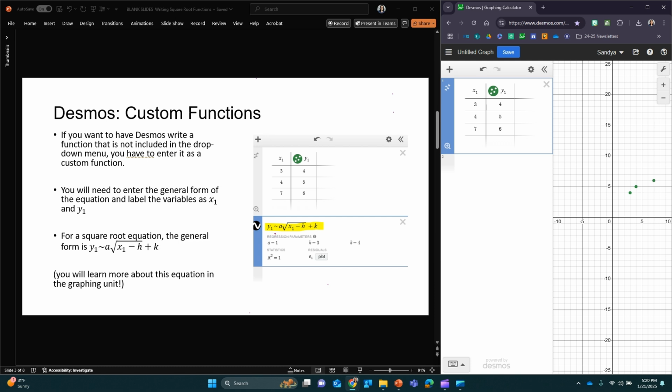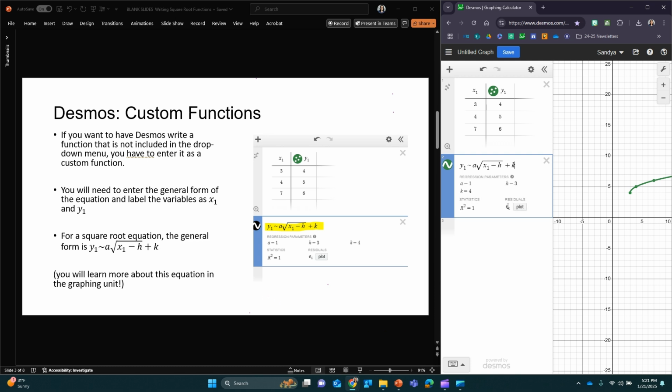What we have is y1 is approximately a square root of x1 minus h plus k. So instead of x and y, we have to substitute y1 and x1 because that's going to tell Desmos to use the values that are written here in our table. So what you do is you go to the second line and then you type y1 and then approximately and then you can type a and then if you type sqrt, it creates a square root sign and then you do x1 minus h and then click outside the square root to do plus k.